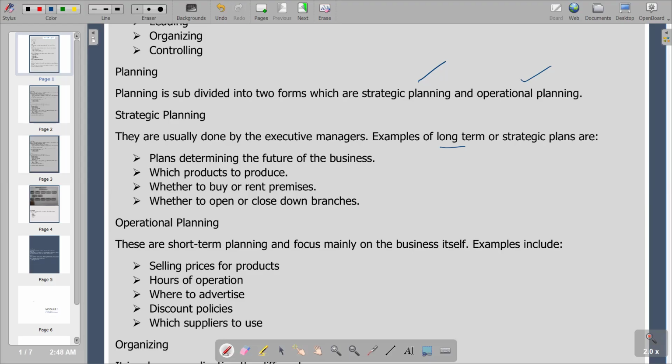We have examples, on the first one, we've got selling price for products. We've got hours of operation, where to advertise, discount policies, which suppliers to use. Those are some of the examples that we have in terms of operational planning as the first management function.